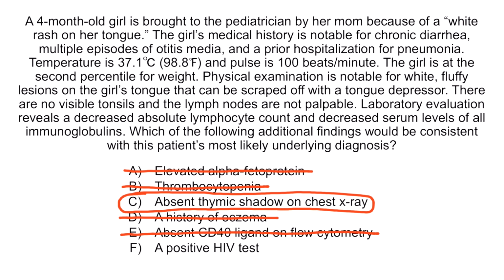Option E, absent CD40 ligand on flow cytometry, is a feature of hyper-IgM syndrome, not SCID. Hyper-IgM syndrome is unlikely in this patient because her lab evaluation revealed decreased levels of all immunoglobulins. Patients with hyper-IgM syndrome would have elevated levels of IgM. Lastly, option F, a positive HIV test, may be a tempting option given how similar HIV in infancy presents to SCID. However, as mentioned earlier in this presentation, infants with HIV usually have lymphadenopathy and potentially hepatosplenomegaly, rather than absent or scant lymph tissue. And this concludes our lecture on congenital mixed immunodeficiencies.